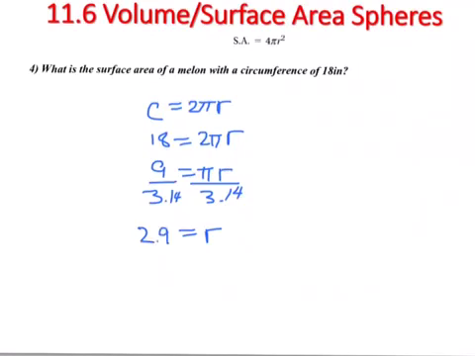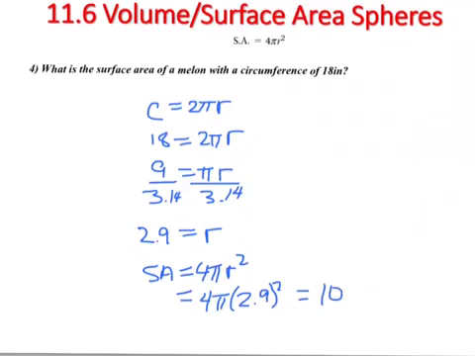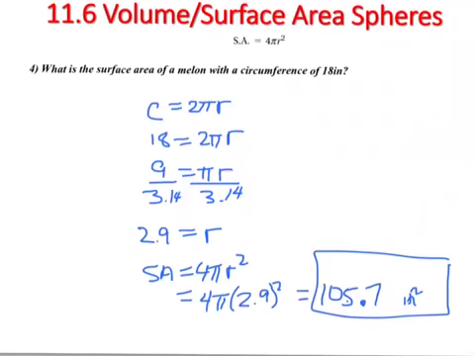So now that we have our radius, we can use surface area is 4 pi r squared. So plugging 2.9 in there, 4 pi times 2.9 squared. So doing that calculation, I get 105.7, and that is square inches for my surface area of the melon.